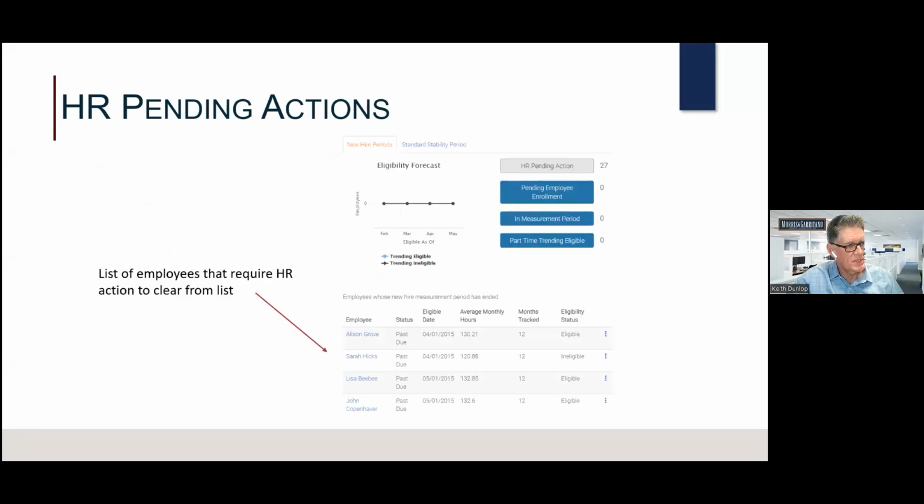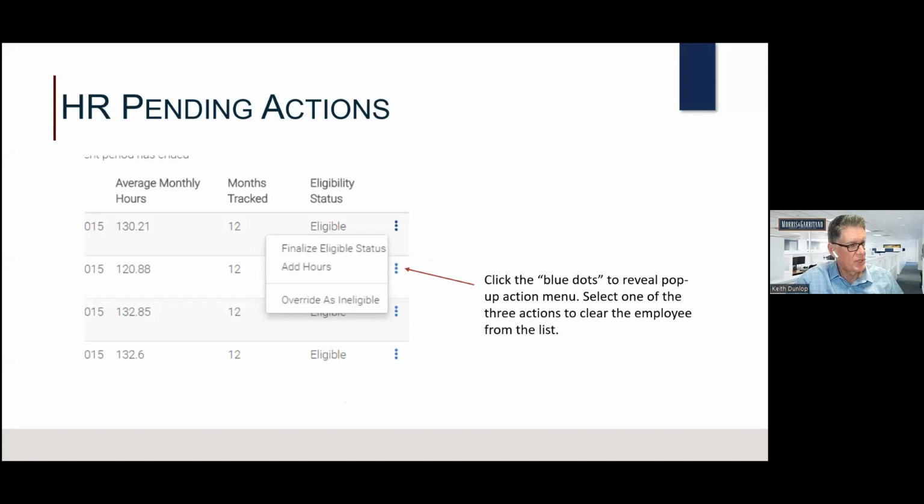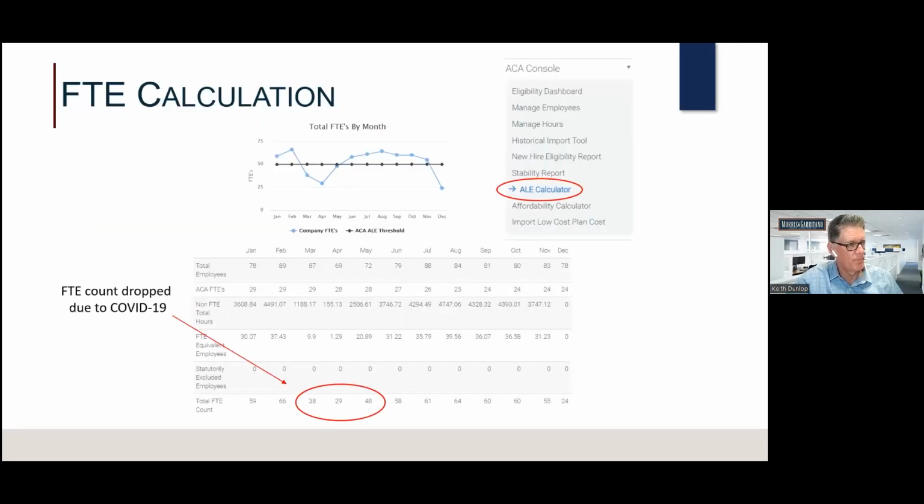It'll pull up a list of the employees that are in that list, and then you will simply go through and finalize each employee's eligibility status by clicking on these little blue dots, which have a name which escapes me at the moment. But you do want to make sure you have all that cleared out before you do anything further with regards to your ACA reporting.